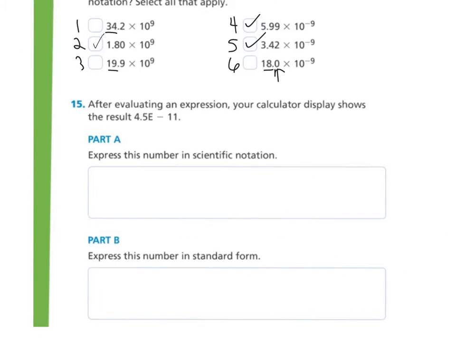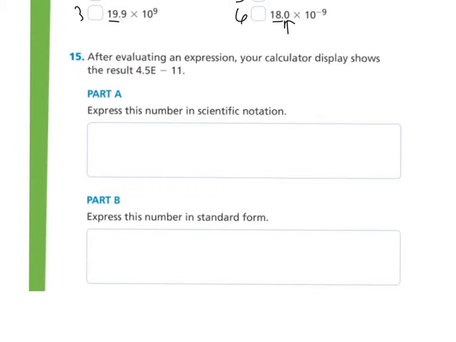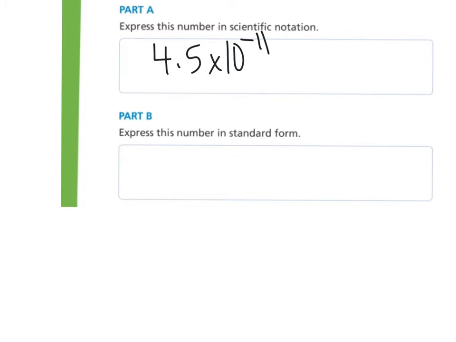So look at number 15. After evaluating an expression, your calculator display shows the result 4.5e negative 11. Part A, express this number in scientific notation. So scientific notation would be 4.5 times 10 to the negative 11th power. And then if we're going to write that in standard form, then we'll take that and move 11 places. Which way? To the left. Good.